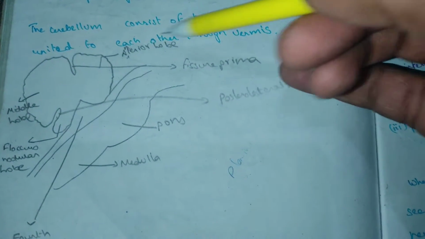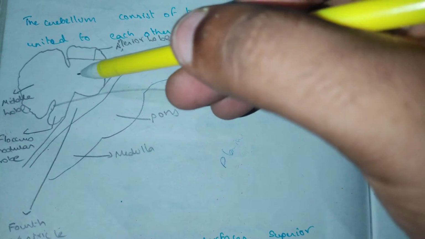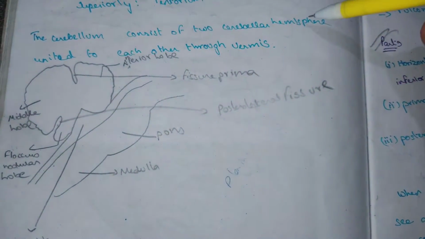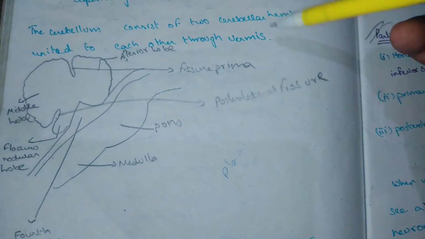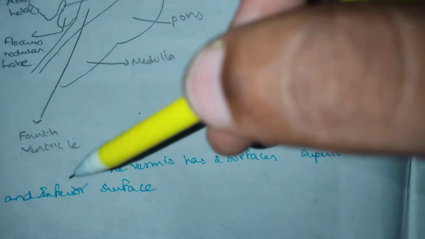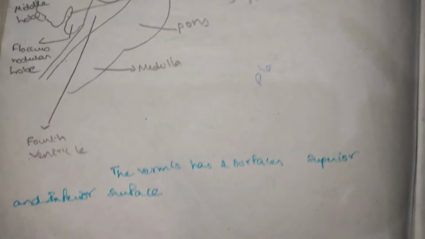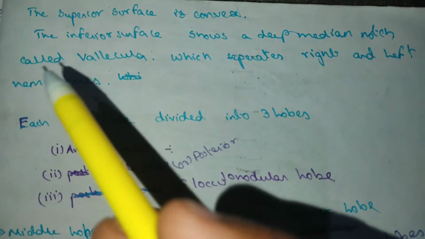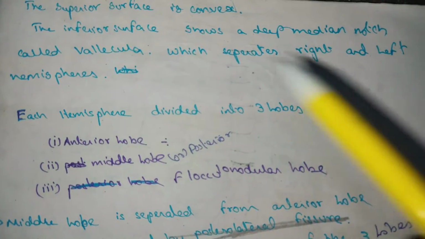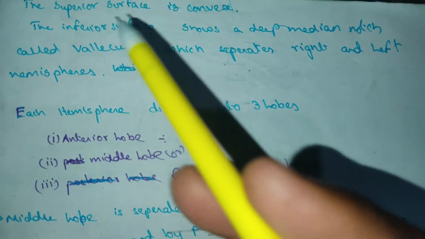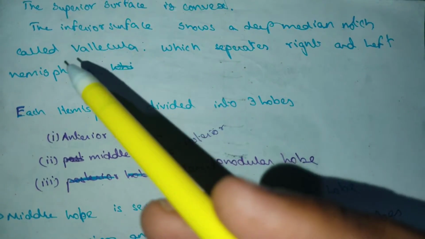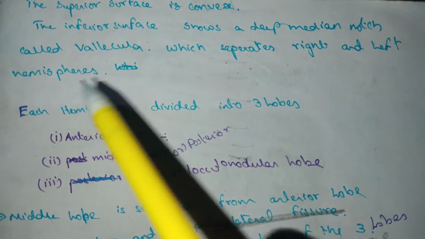These are the two cerebellar hemispheres which are connected to each other, shown here in cross section, united by the vermis. The vermis has two surfaces, superior and inferior. The superior surface is convex, and the inferior surface shows a deep median notch called the vallecula, which separates the right and left hemispheres.